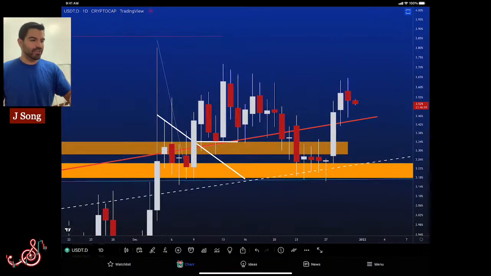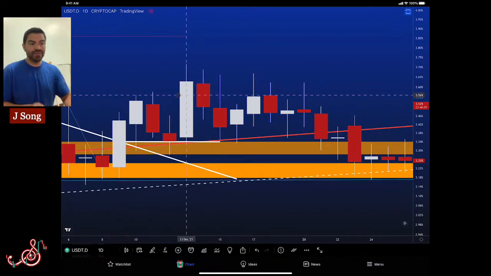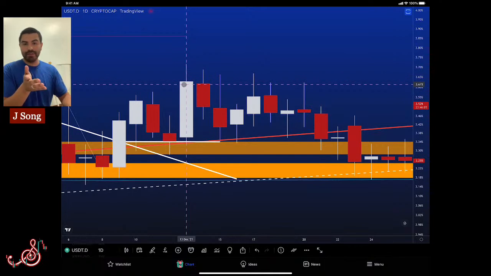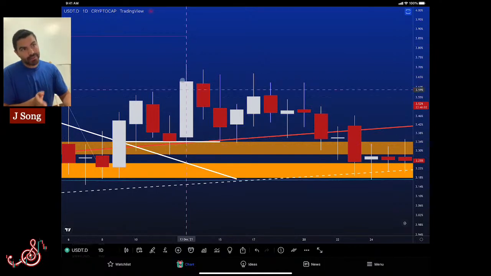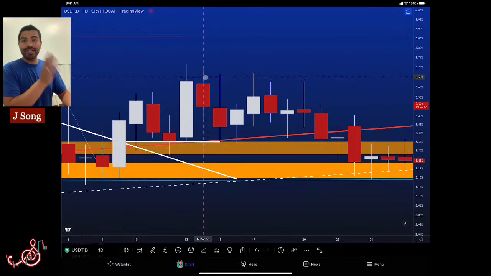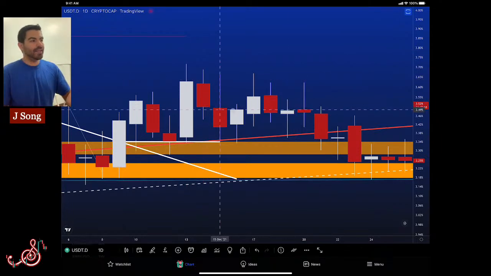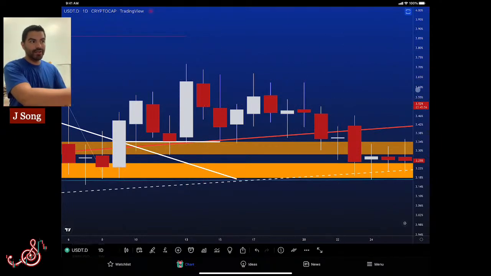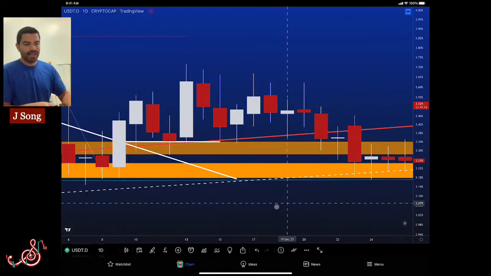Each one of these candlesticks represents one day worth of time. If it's white, or in your case it's probably green, that means it started at the bottom and ended at the top. If it's red, it started at the top and ended at the bottom. And then the price action is off to the side right here, so we can actually see the price as well as the dates.